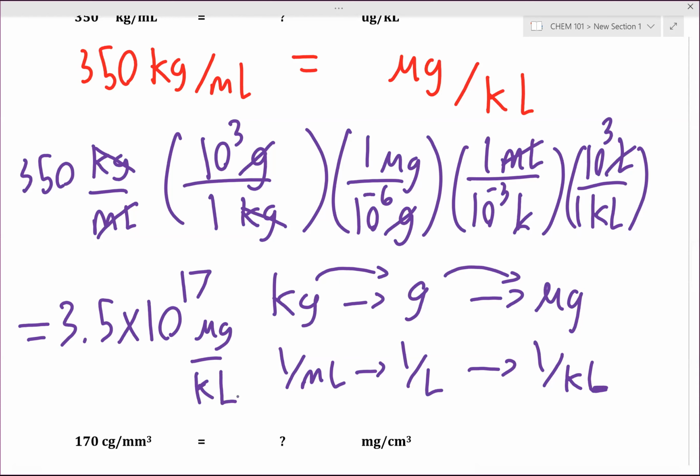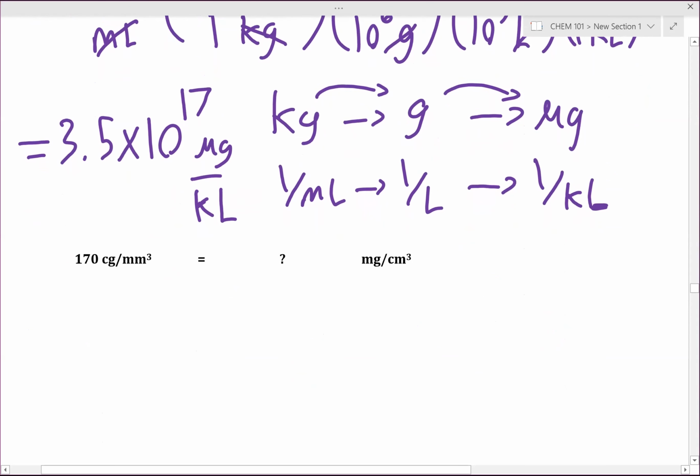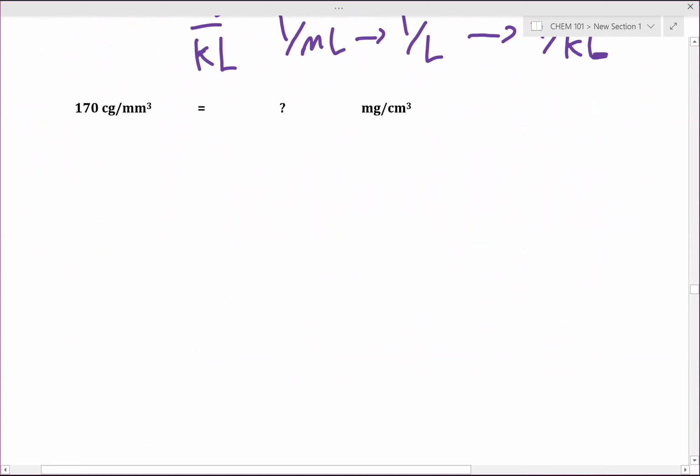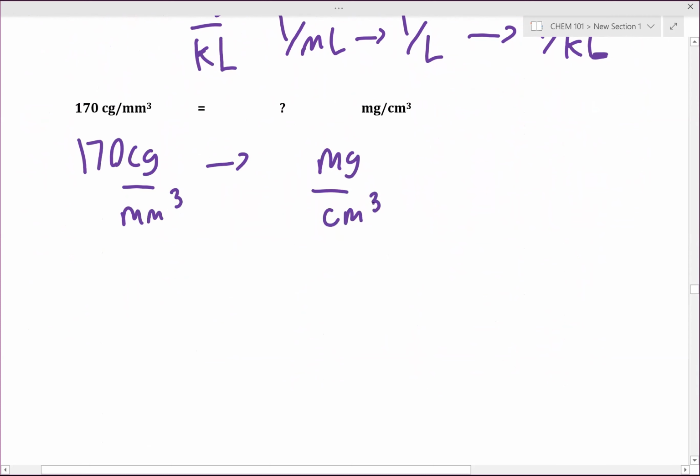Okay. So I'm going to have you attempt the following problem on your own again. I'd like you to convert 170 centigram per millimeter cubed to milligram per centimeter cubed.